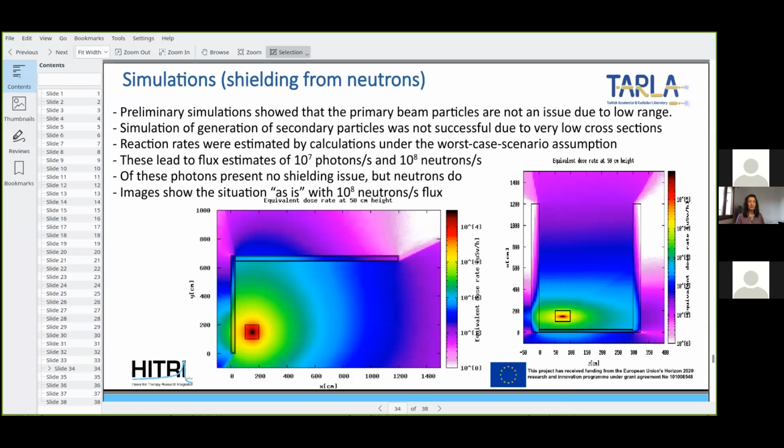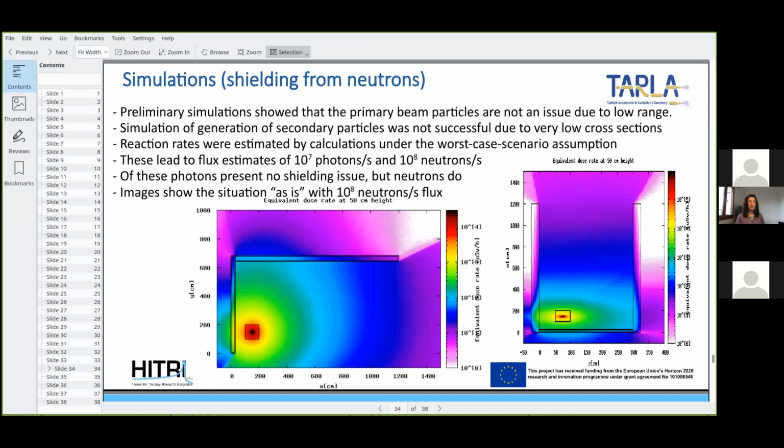It turned out that we did preliminary simulations, and they showed that the primary particle, the proton, is not an issue from the radiation safety point of view, because, if you have seen the previous lecture from Roger Bošković, they have a very short range, even in air, a few centimeters. So you can forget about that. But then the primary beam can generate secondaries, in this case photons or neutrons. However, to really estimate how many you have, you end up with a limitation of computers: you are not sensitive enough if you run with so many particles. So you have to have some estimates. We ended up with estimates of something like 10 to the 7 photons per second and 10 to the 8 neutrons per second. Photons, again, turned out to be no problem at all. And then the only issue that remains is neutrons.